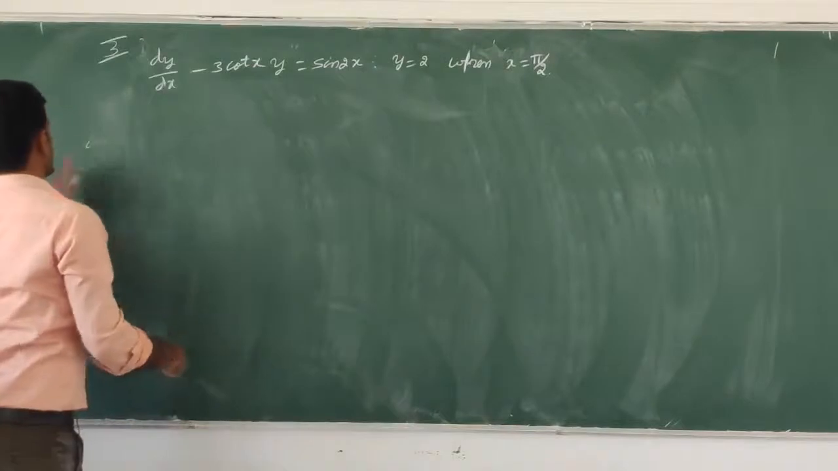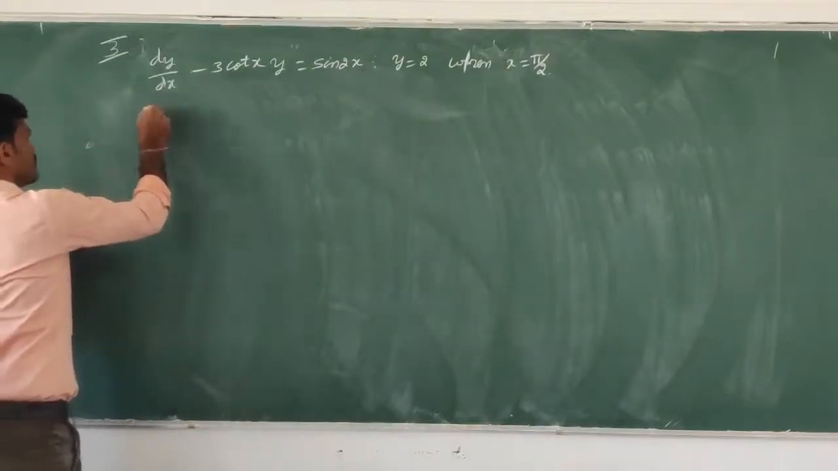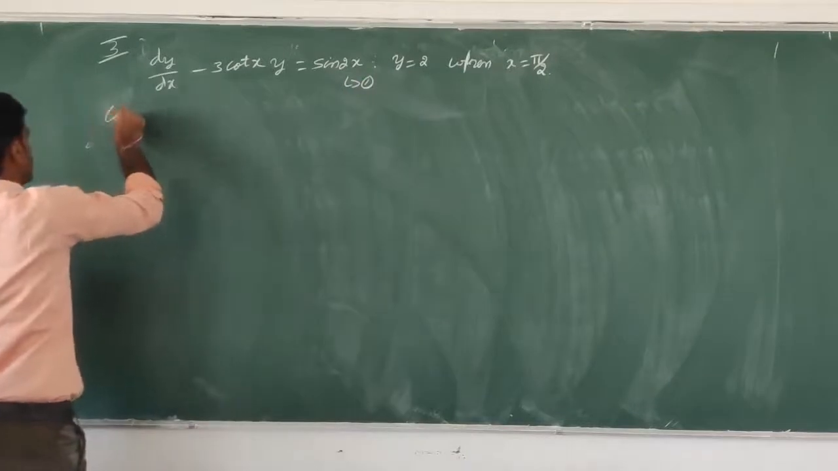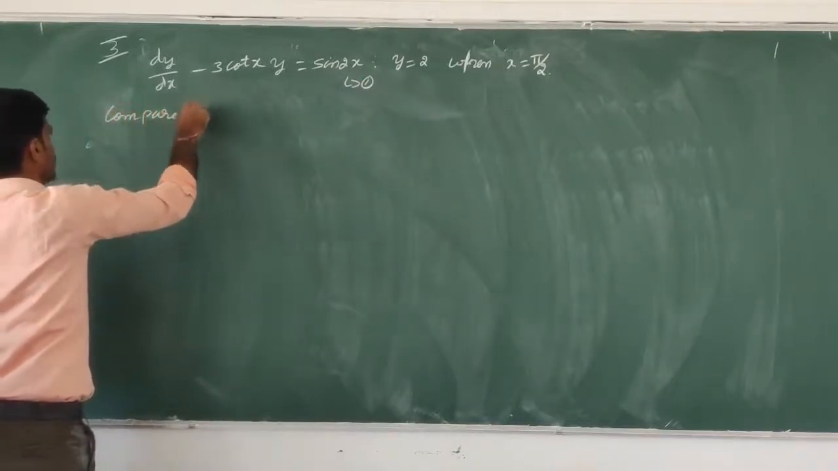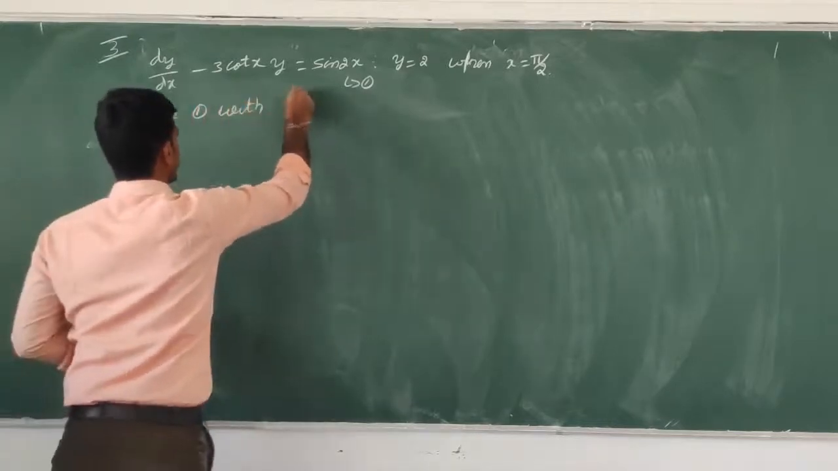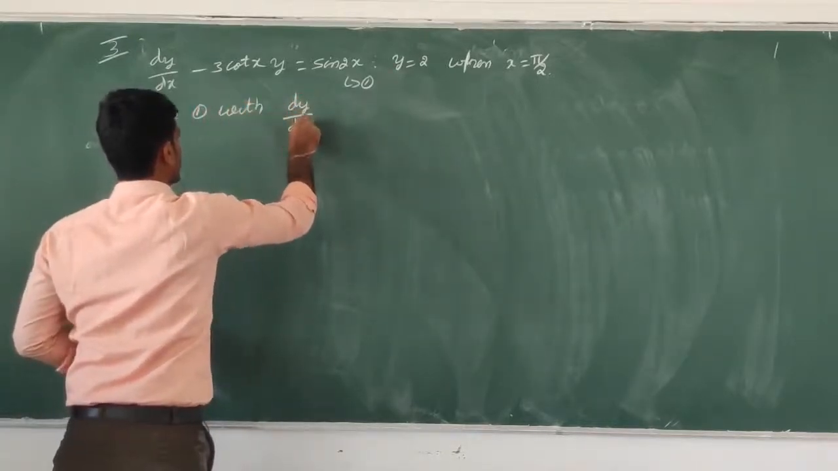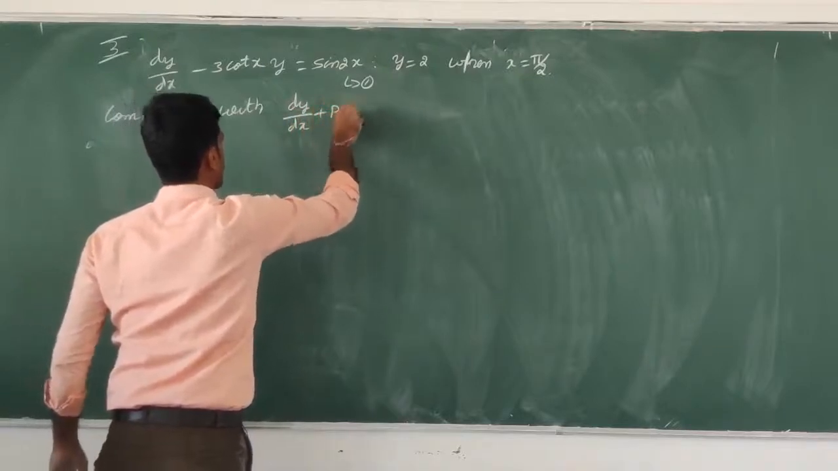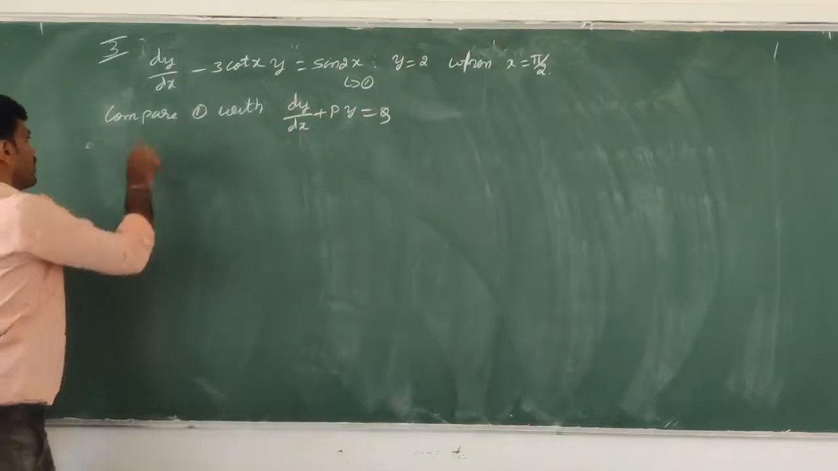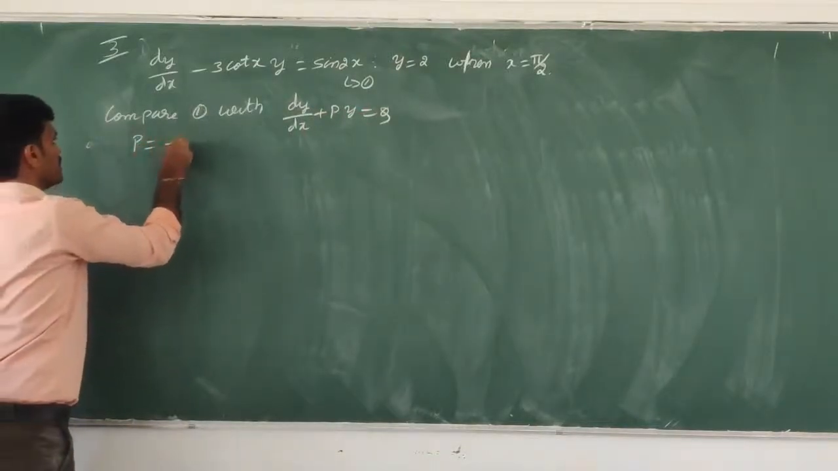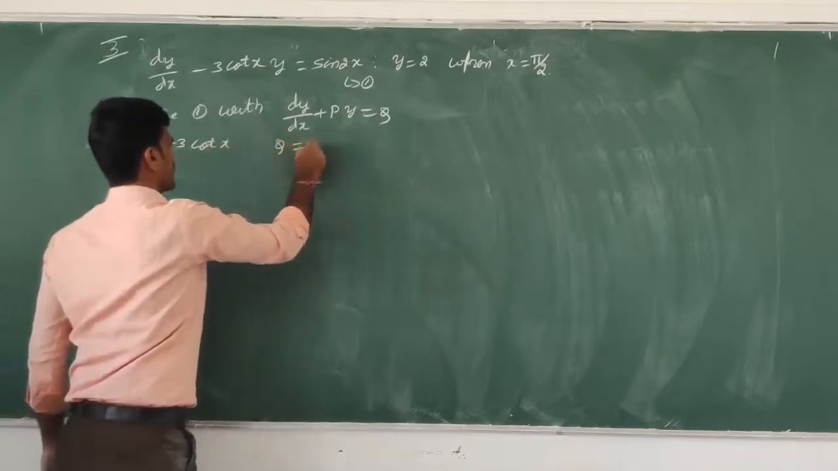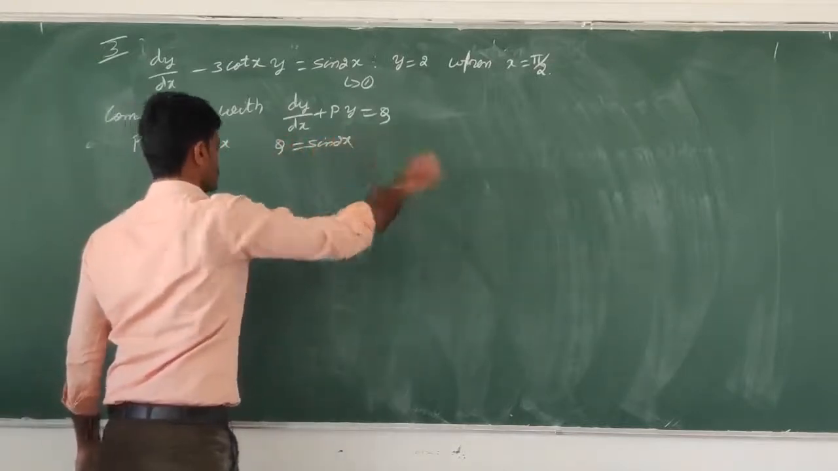Okay. So compare the given differential equation. Call this given differential equation as 1. Just compare equation 1 with the standard form of the linear differential equation, that is dy by dx plus p into y is equal to q. We get the values of p and q, where p is minus 3 cot x and q is sin 2x. Q is sin 2x.